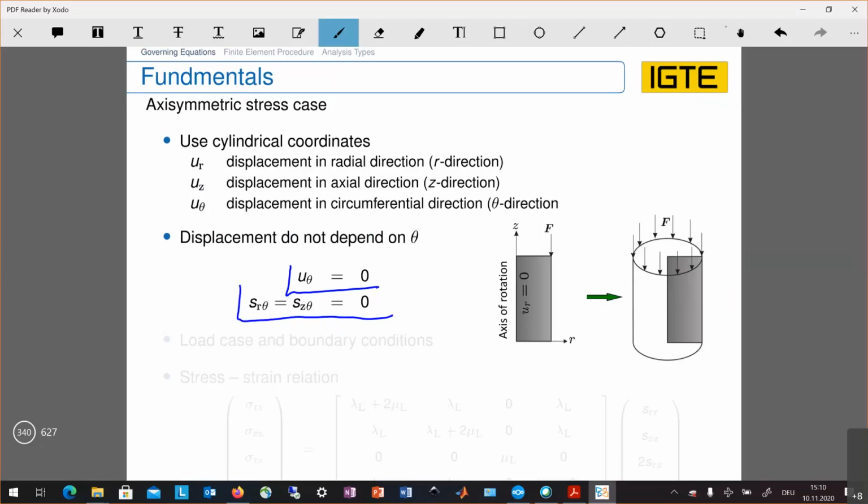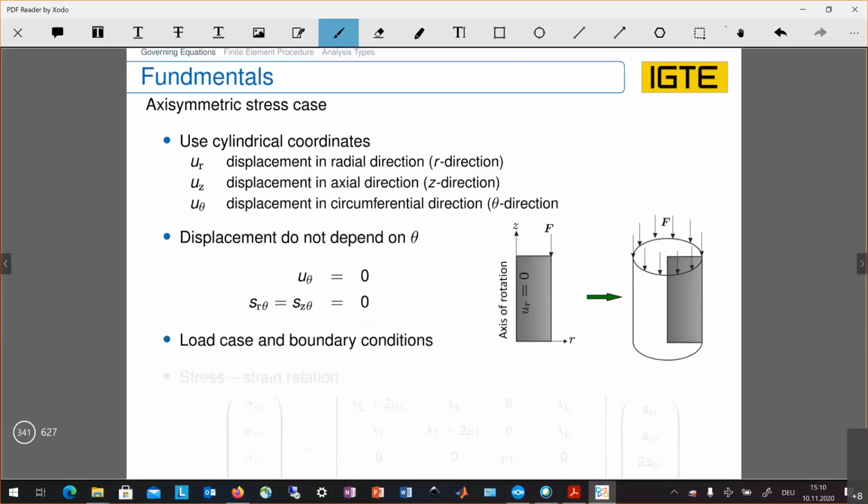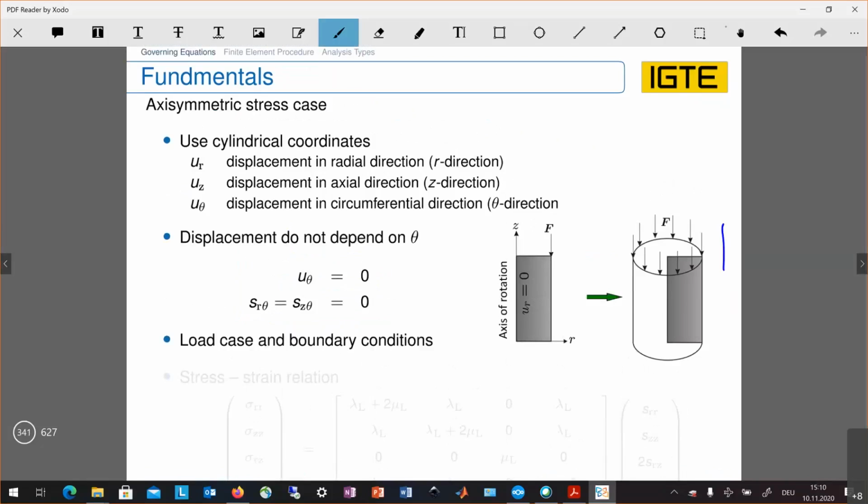So these are also zero. Yeah, again, the load cases have to be accordingly, which we have seen on this side. For such a setup, this is fulfilled, so that we can transform it as we have seen here and just compute on the cross section.